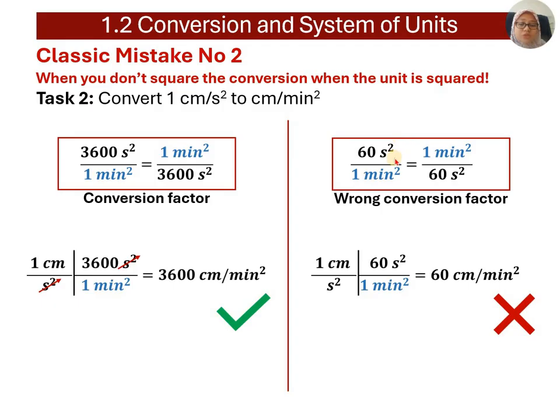When you forget to square the value, it remains 60, and this is a totally wrong conversion factor. When you use the wrong conversion factor, the value will also be wrong. Instead of 3600 centimeter per minute square, you will get 60 centimeter per minute square. Please try to remember, if the unit is squared or cubic, you have to square or cube the values as well in the conversion factor.